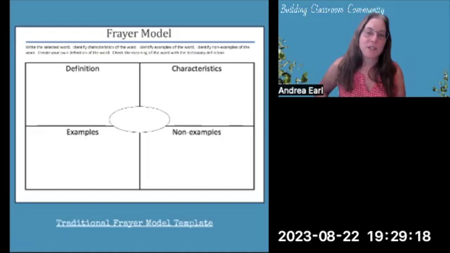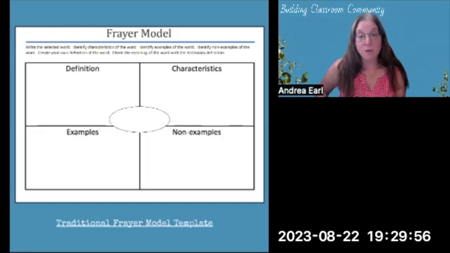Each quadrant has a prompt. They are definition, characteristics, examples, and non-examples. The non-examples can be particularly impactful as they help students differentiate between 2 similar or often confused words or concepts. As you can imagine, using the Frayer model for vocabulary all the time could get a bit monotonous.